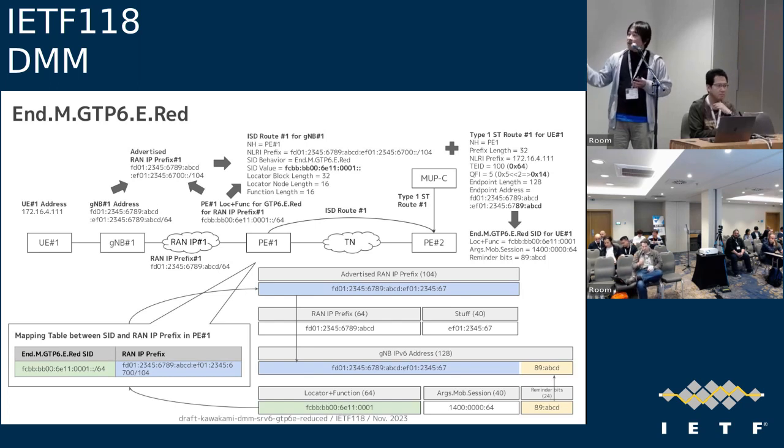Then PE2 just pushes this SID, and PE1, the egress PE, receives this SID. Then it looks up this table and gets the 104-bit prefix of the gNodeB address. Then it combines the remainder bits, the yellow field, and the blue field, and can restore the complete IPv6 address. The GTP-U header is also restored from Args.Mob.Session in the same manner as in the former behavior.